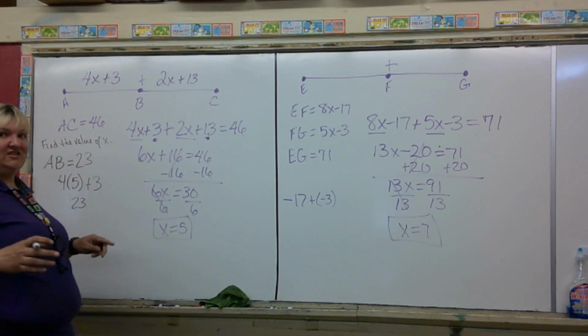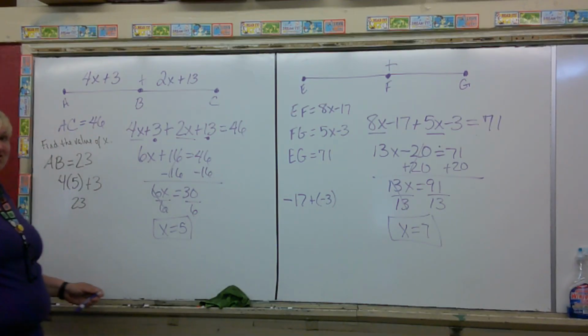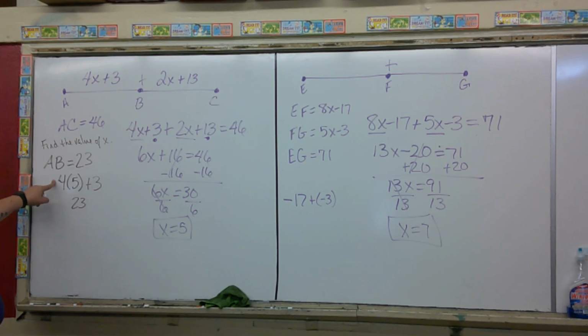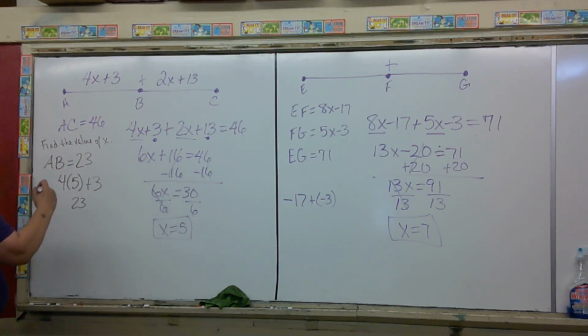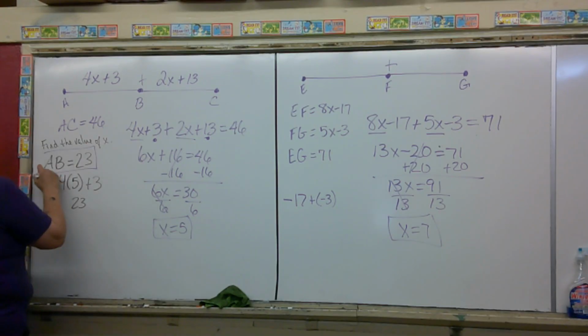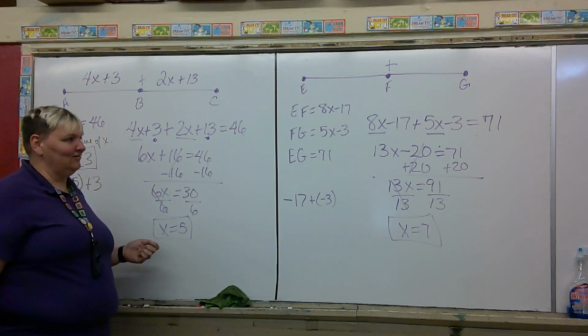Always go back to the original question and read it again. Make sure you actually answer the question. So if it says find the value of x, you're done. But if it says find the distance between AB, then you have to finish it, or it's wrong.